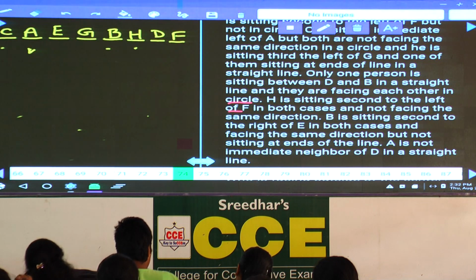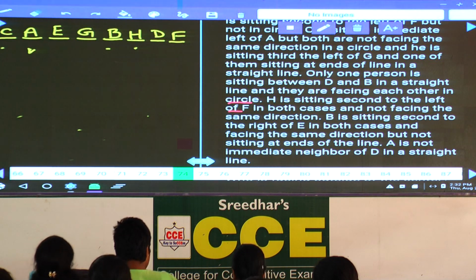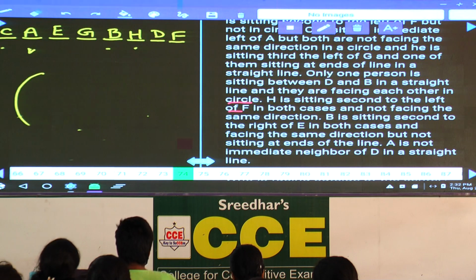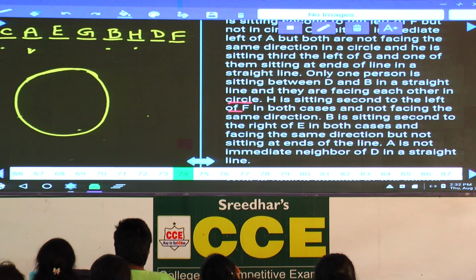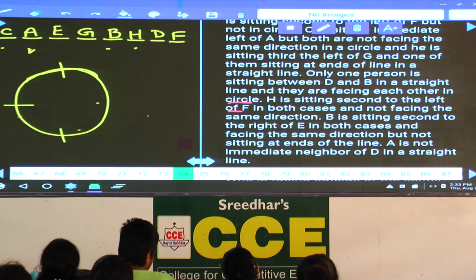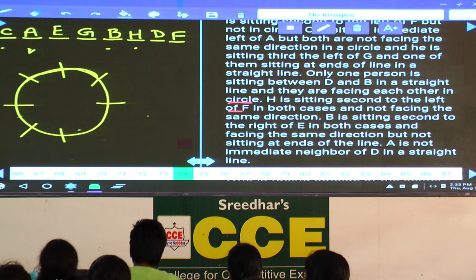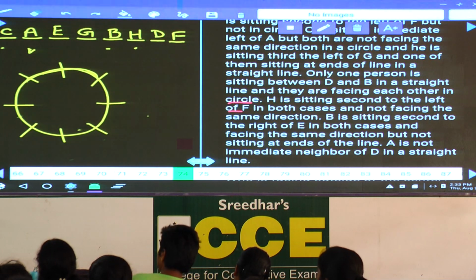Now these 8 persons are seated around a circular table, and among these 8 persons, some of the people are facing towards the center and some are facing away from the center, isn't it? Some inward and some outward. Yes, tell me how many are inward and how many are outward? No information as of now.